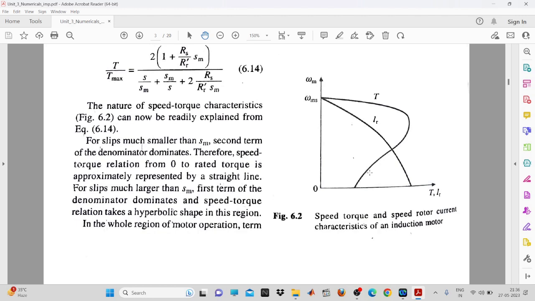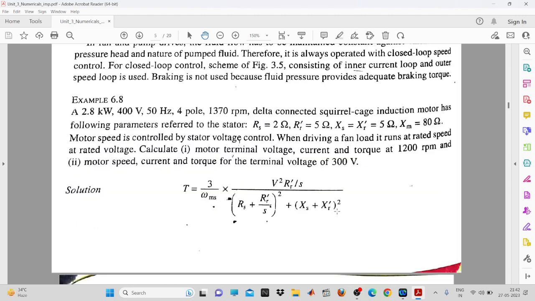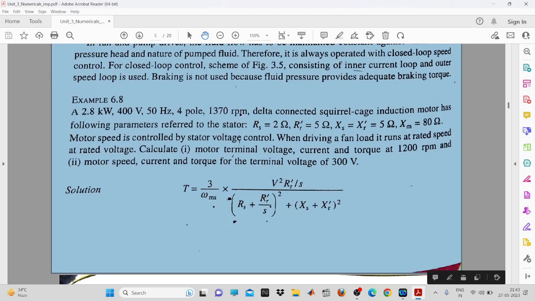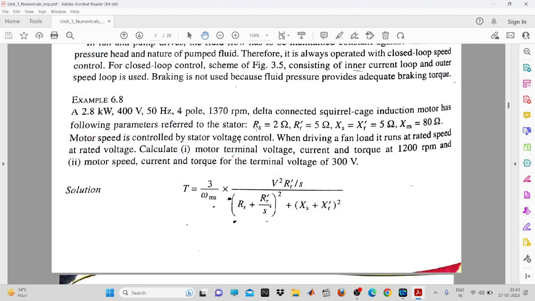And now we'll be taking some numericals. Based on our understanding, we'll try to solve some numericals. There is a numerical, example 6.8. This is a 2.8 kilowatt, 400 volt, 50 hertz squirrel cage induction motor, and it is delta connected. This is the stator, and some stator parameters are given: RS equals 2 ohm, RR dash equals 5 ohm, XS equals XR dash equals 5 ohm, and this one is the magnetizing reactance. Everything is given. The motor's speed is controlled by stator voltage control.